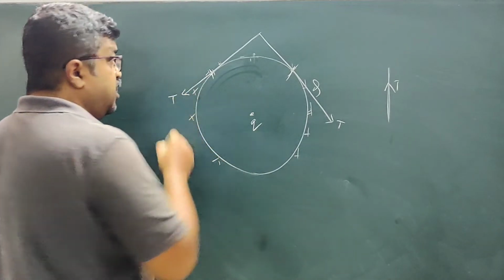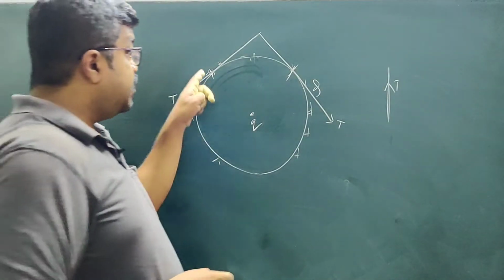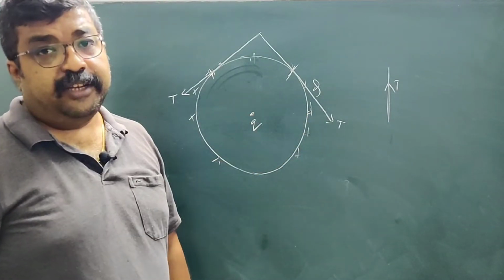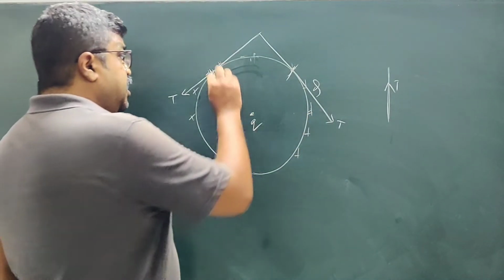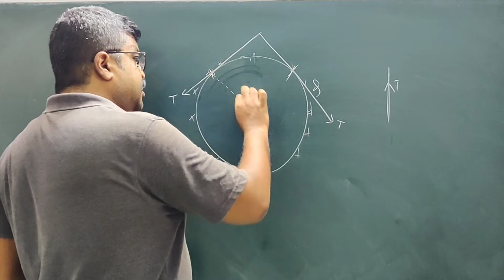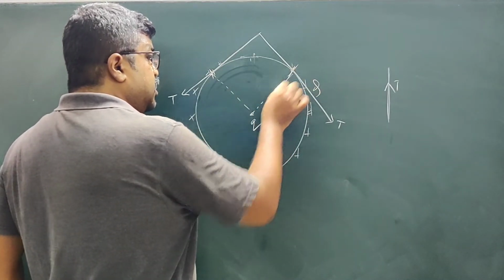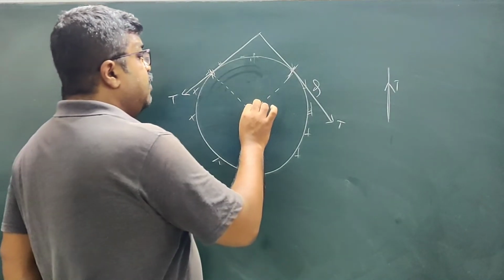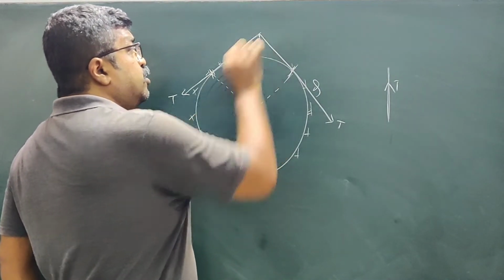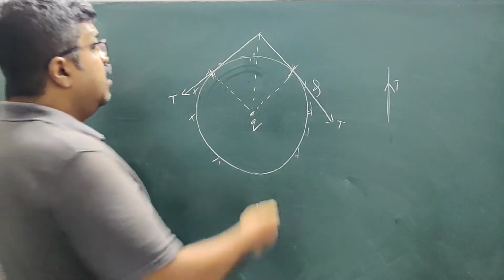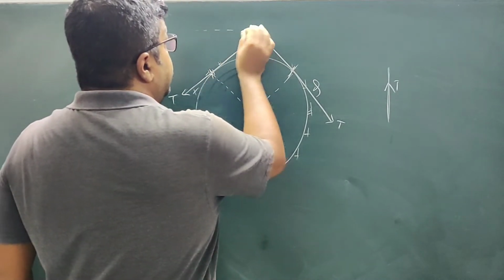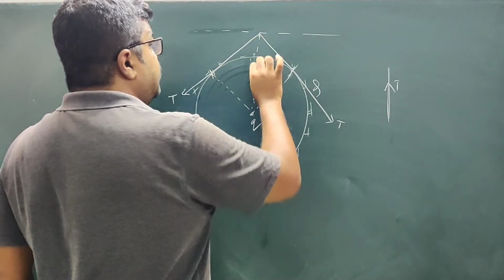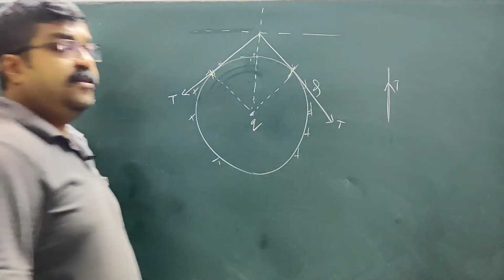So I have drawn two tangents. This is T, this is T, because tension has to be the same at all points. Now I will connect these two points to the center. At the center you have charge Q. Then I will connect this other point also. Now I will draw one horizontal line, and I have one vertical line.